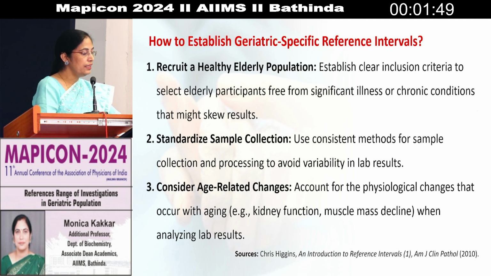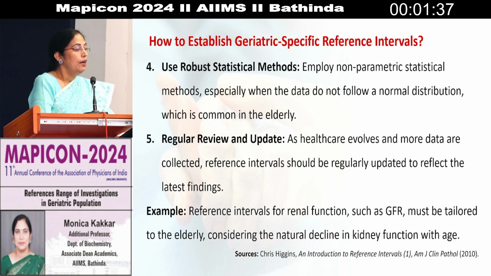Then consider age-related changes. That means accounting for all the physiological changes happening in the geriatric population when we are trying to define the reference intervals for them. Use robust statistical methods, and regular review and update, because in most places, physicians in the periphery may not even be aware that there is a requirement for developing geriatric reference intervals. So spreading that message, that understanding that now it's time we should be looking for age-specific, specifically geriatric population-specific reference intervals.